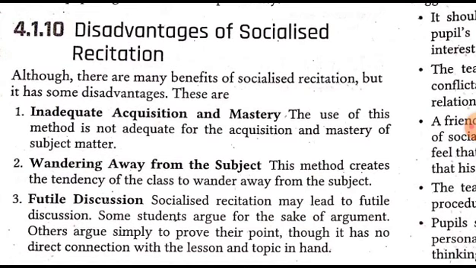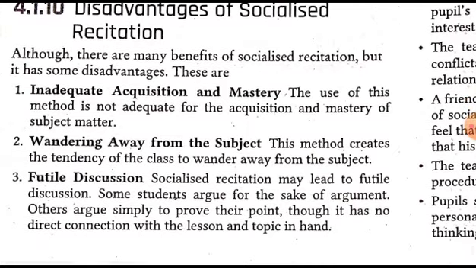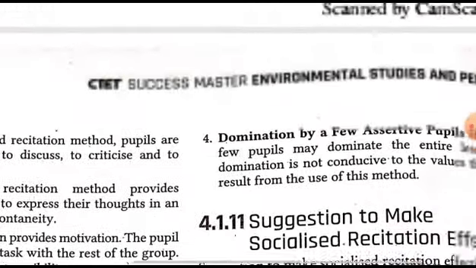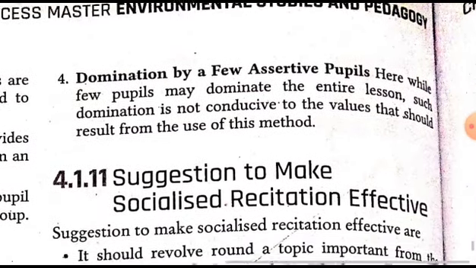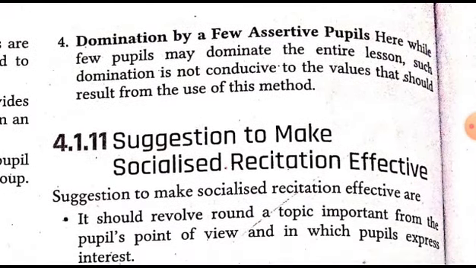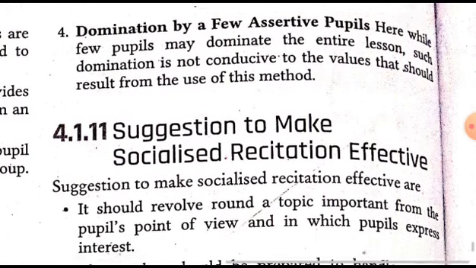Third one is futile discussion. Socialized recitation may lead to futile discussion. Some students argue for the sake of argument, others argue simply to prove their point, though it has no direct connection with the lesson and the topic in hand. Fourth is domination by a few assertive pupils. Here, a few pupils may dominate the entire lesson, and such domination is not conducive to the values that should result from the use of this method.